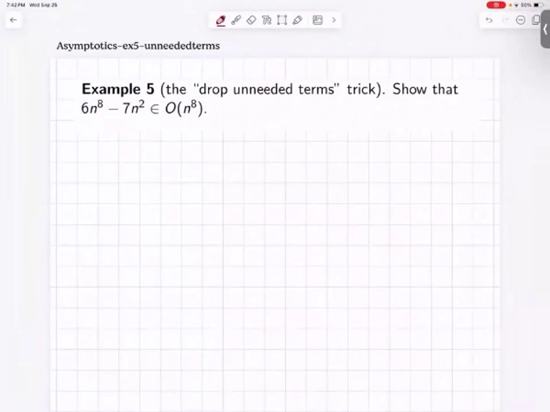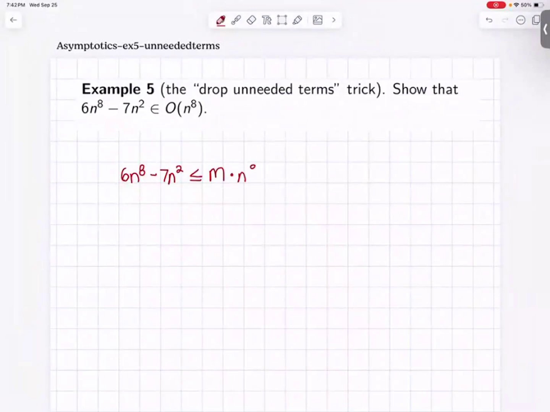So let's just remind ourselves one last time of what that actually means. What we're saying is 6 times n^8 minus 7 times n^2 is less than or equal to m times n^8, where there exists an m greater than 0 and there exists an n naught greater than 0 for all n greater than n naught. We're going to try and make this true.